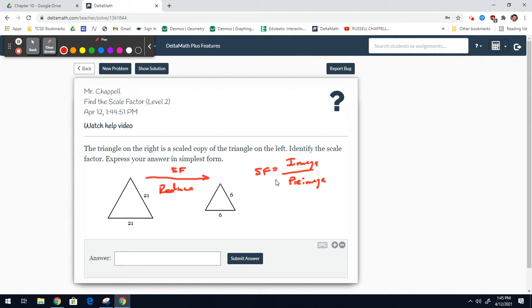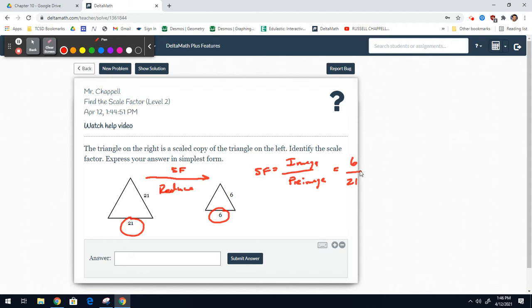Now, back in chapter 7, I didn't really care. Either way was fine, but there's a specific order for this problem, so you'll be wrong if you do it the other way. In this problem, obviously this 6 and this 21 are corresponding lengths of these similar figures. So we're going to put 6, which is for the new figure, the image, and then 21 on the bottom for the pre-image. Now we do have to reduce this.